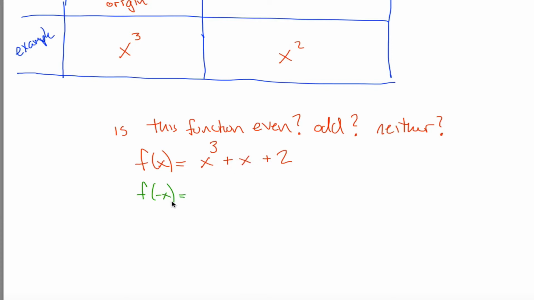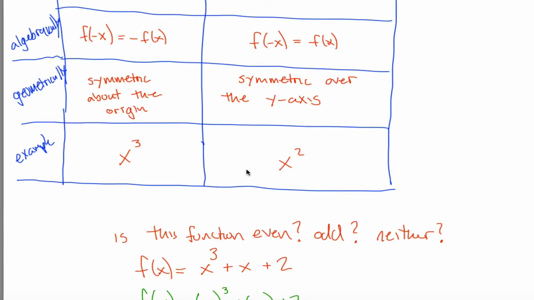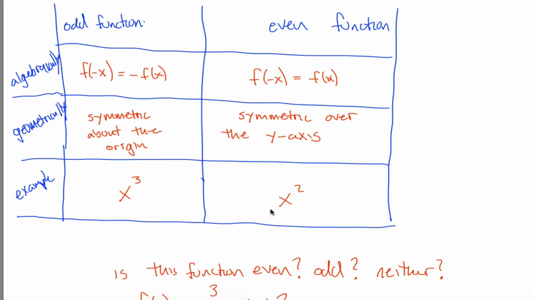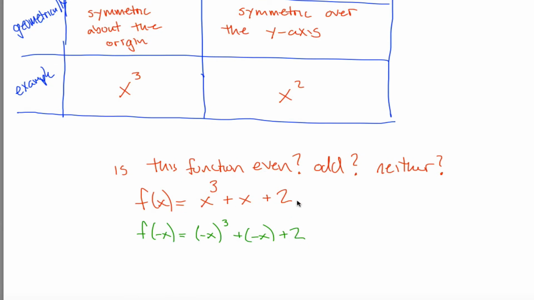You could put in negative x if you wanted. All you do is copy this thing right here, except everywhere you see an x, you replace it with negative x. This right here is f of negative x. The question is, is this thing equal to f of x? Because if it is equal to f of x, then I have an even function. If the answer to the question, is this the same as this, is yes, then I have an even function. If it's not the same, then I don't have an even function. Do I have an odd function? Well, to determine if I have an odd function, the question is, is this thing right here the negative of this thing?